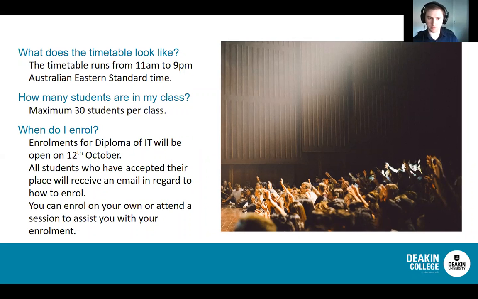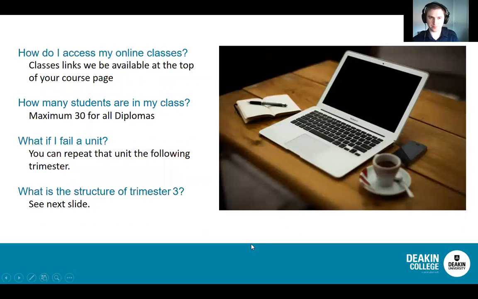When can you enroll? You can enroll into the Diploma of IT on the 12th of October, and all students who have accepted their place will receive an email in regard to how to enroll. You can enroll on your own, or if you need help, you can attend a session where we can assist you with your enrollment. So I mentioned earlier in regard to this question, how to access my online classes. Those class links are available at the top of your course page, so they're easily accessible. Like I said, 30 students in all classes, that's for every diploma, and IT is included in that.